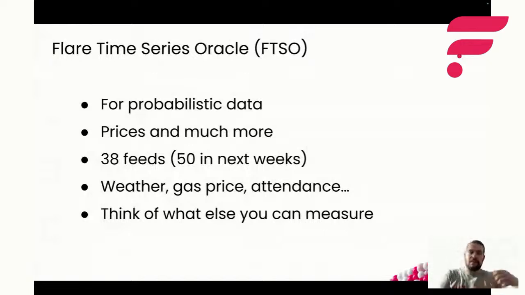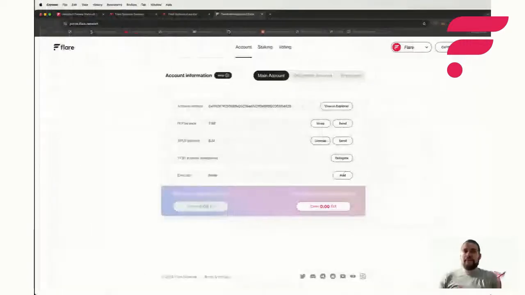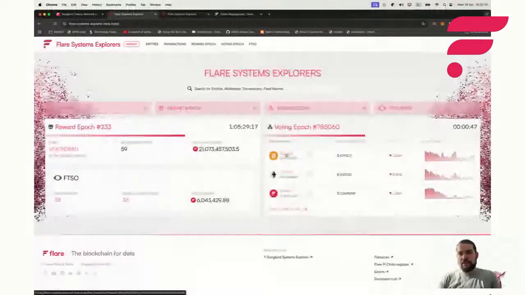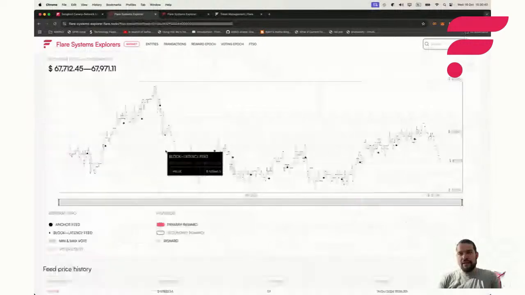We currently have exactly 38 feeds on Flare. On Canary network and on test network, we have many more feeds, and on Flare, an additional 12 feeds are coming in the next week. So we're enlarging the set of data feeds available on the network, and all these can easily be visualized in the Explorer. Again, the Flare Systems Explorer, the one that I spoke about, where you can see entities, and you can also observe what's happening with a specific price feed.